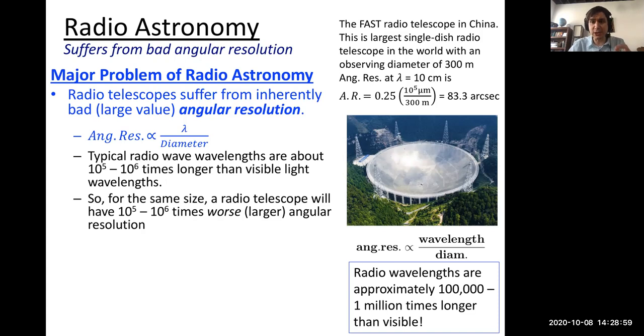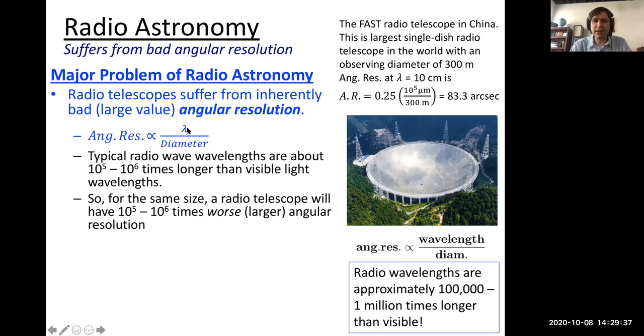So remember, the angular resolution is proportional to the wavelength of light that we're studying, and now we're studying radio waves, divided by the diameter of the telescope. Radio waves are the longest wavelength radiation of the electromagnetic spectrum. Your typical radio wave that we are going to be studying with a telescope has wavelengths of 100,000 to 1,000,000 times longer than visible light wavelengths.